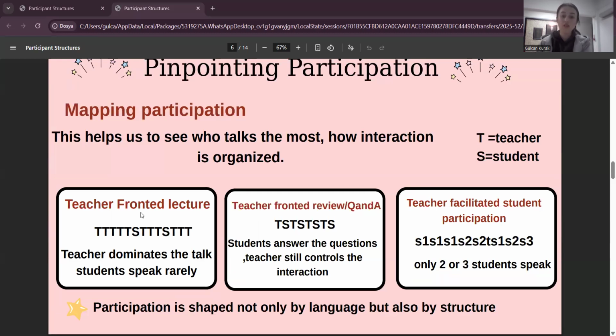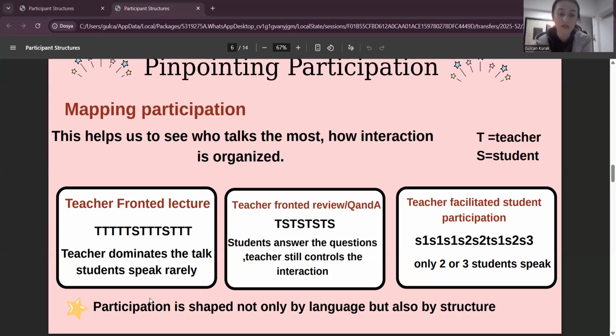And also teacher-fronted review, question and answers. Teacher asks a question and students answer it, but still teacher controls the interaction. And teacher facilitates student participation. In here there are just two or three students who speak. So participation is shaped not only by language but also by the structure.